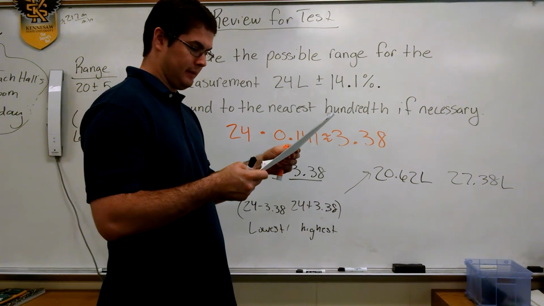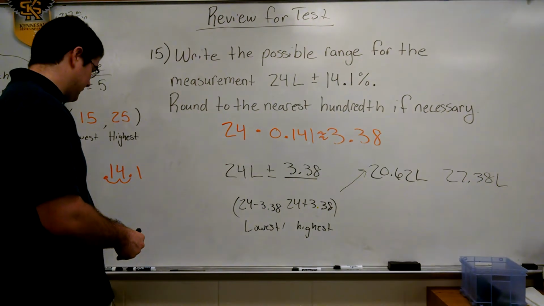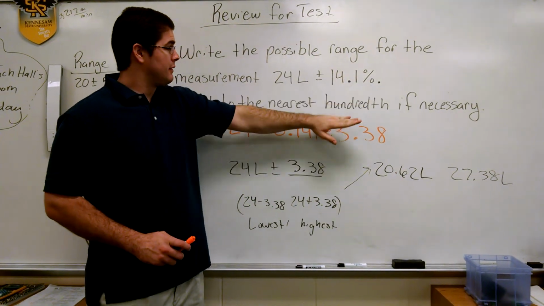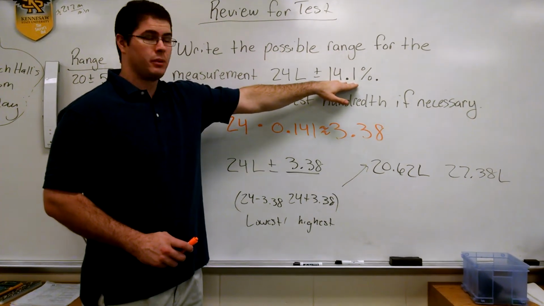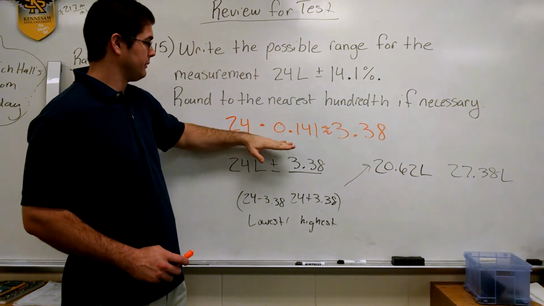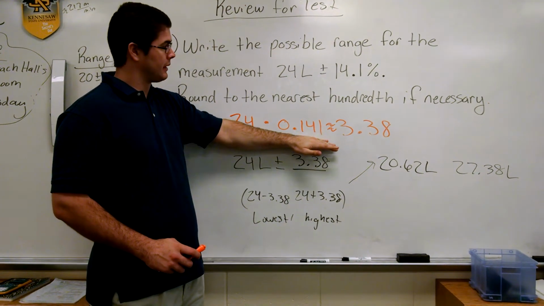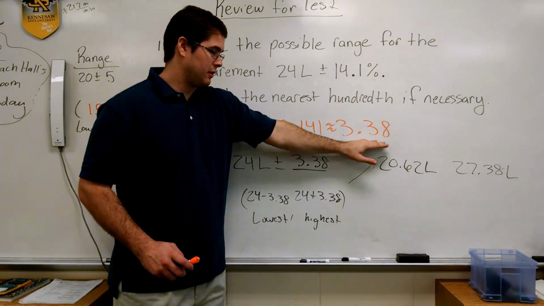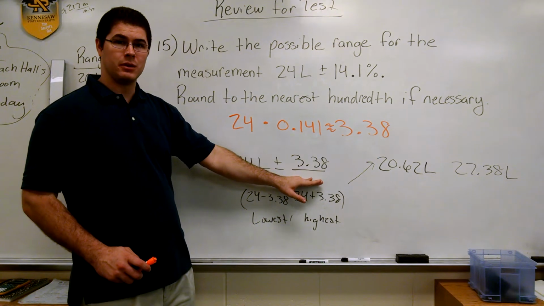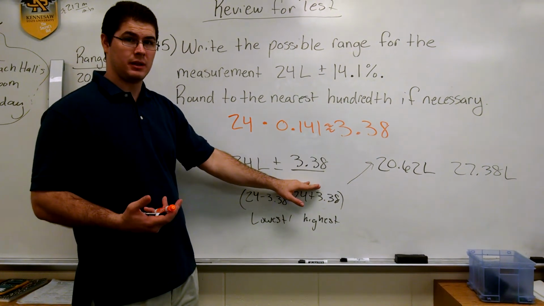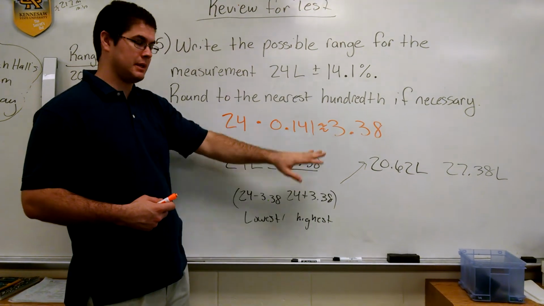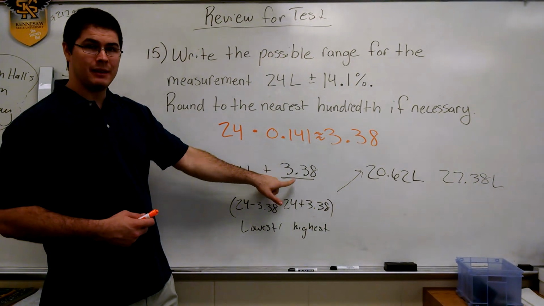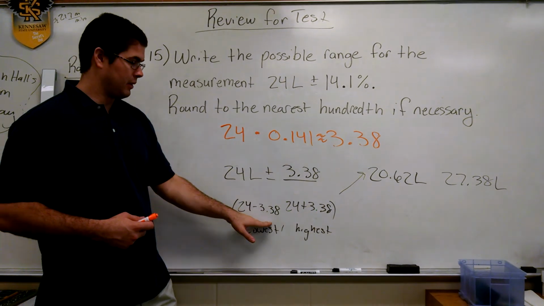Again, the main thing to look at is, when you do these types of problems, they're usually going to give you a percent. You first need to figure out what is this percent. So what is 14.1% of 24? I do that by multiplying, and you have to make sure you switch the percent to a decimal. Once you find that value, that's what you're adding or subtracting to get your lowest and your highest point. What you're getting is your range. This is telling me how far I'm allowed to miss. So then I'm just adding and subtracting 3.38 from 24, and that'll give me my lowest and highest point.